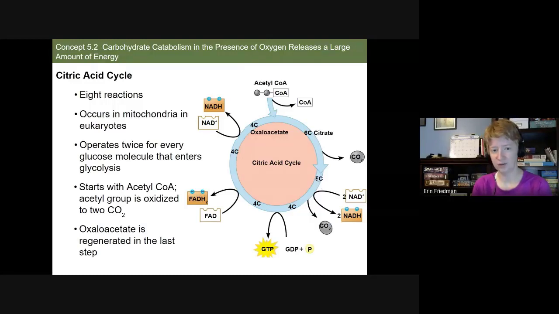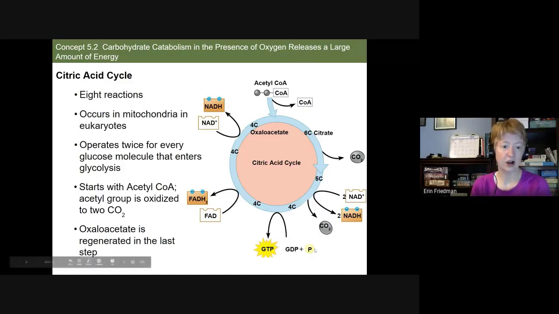So now we've got 5 carbons left over. We're going to remove another CO2 and some electrons. So in this step, we've got 2 NAD+ molecules that are going to get reduced to make 2 NADH molecules. And where do those electrons come from? They come from this intermediate that came from citrate.